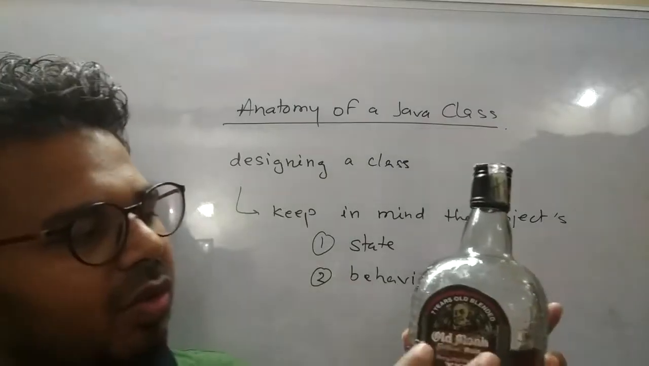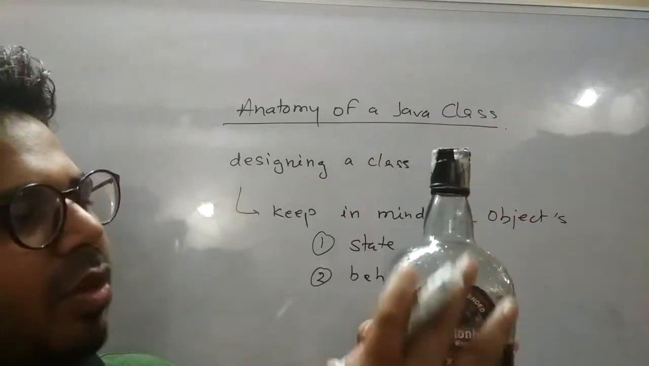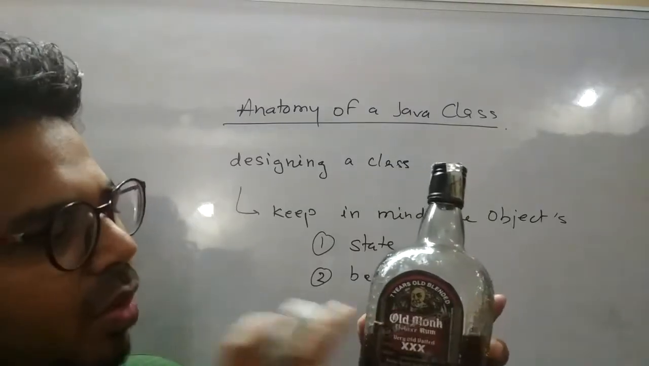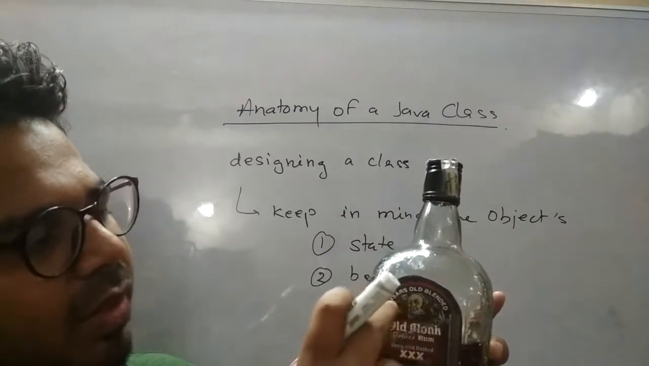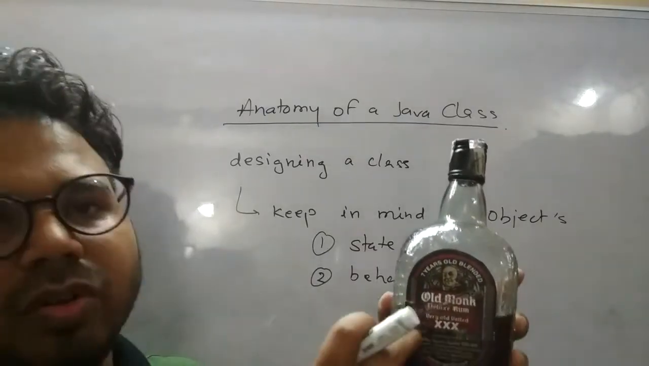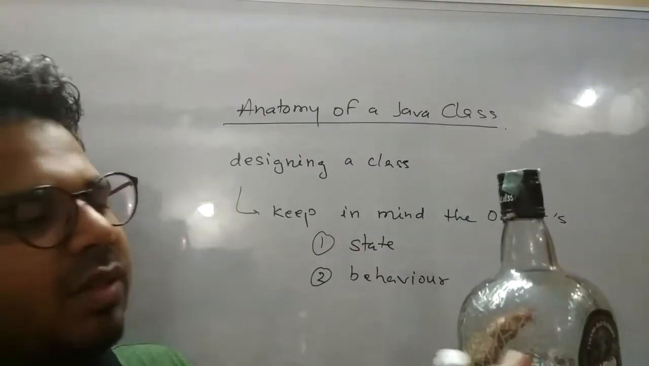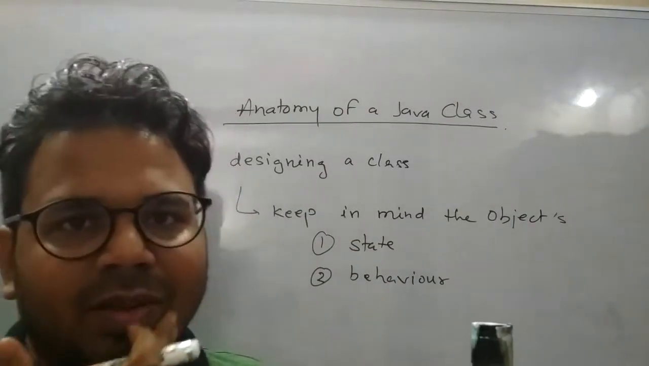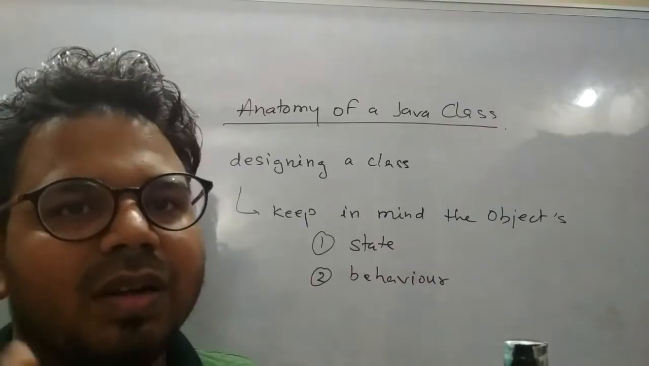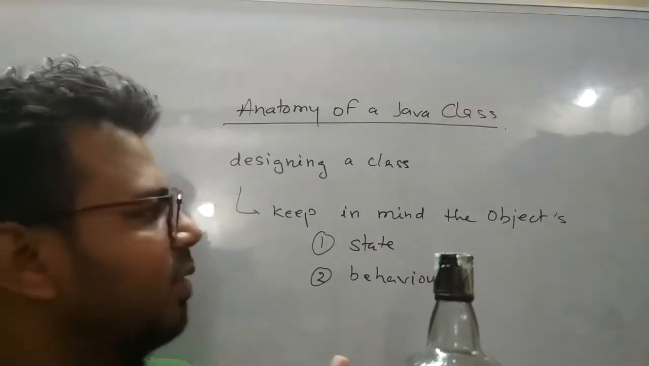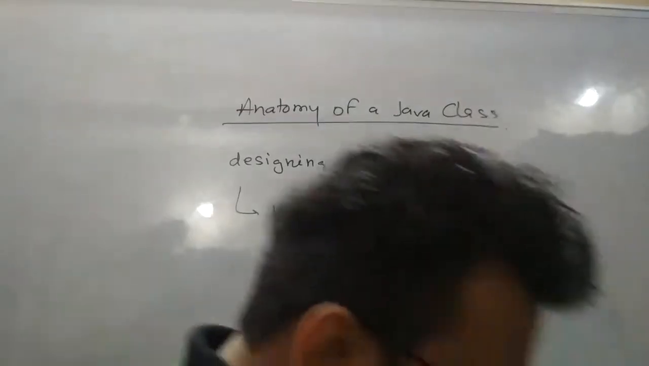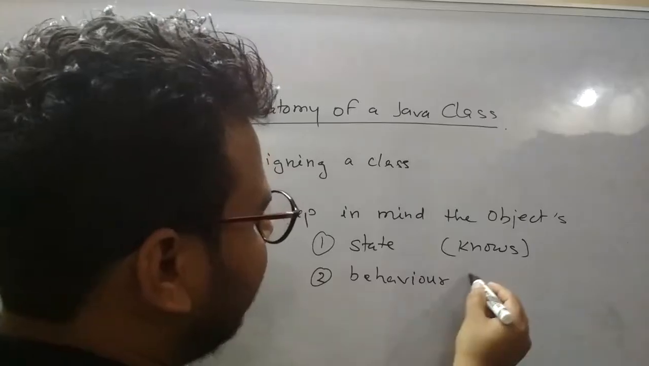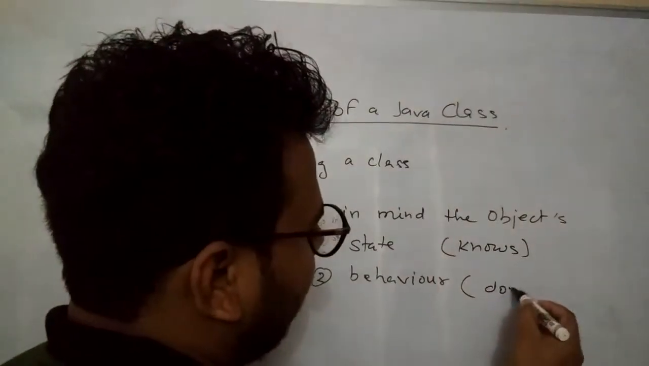State means what it is made up of. Suppose it is a bottle: the material of the bottle is glass, the brand name is Old Monk, it is 7 years blended, and there is the cost and the alcohol content. This defines the state, what an object knows about itself. State is what an object knows, and behavior is what an object does.